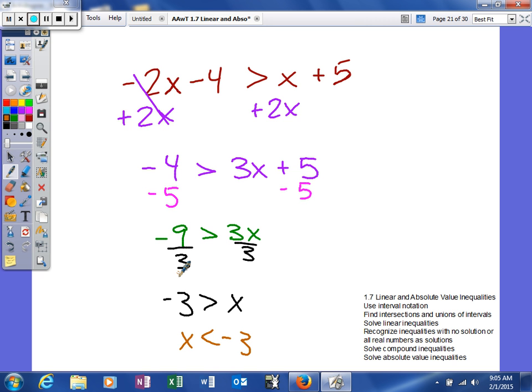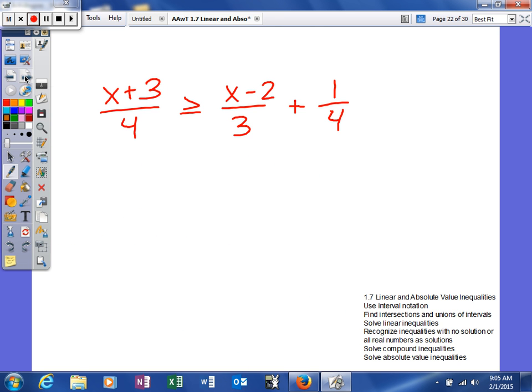So writing that as my answer, the interval notation, negative infinity comma negative 3. Both will be in parentheses. Set builder notation would just be the set of x's such that x is less than negative 3. All right, that's one example. Let's see if we can't look at another one.